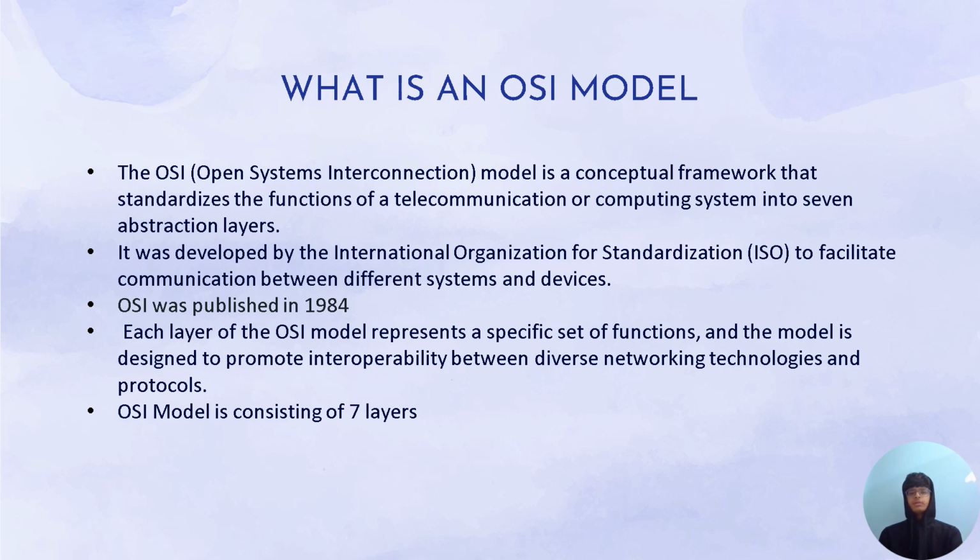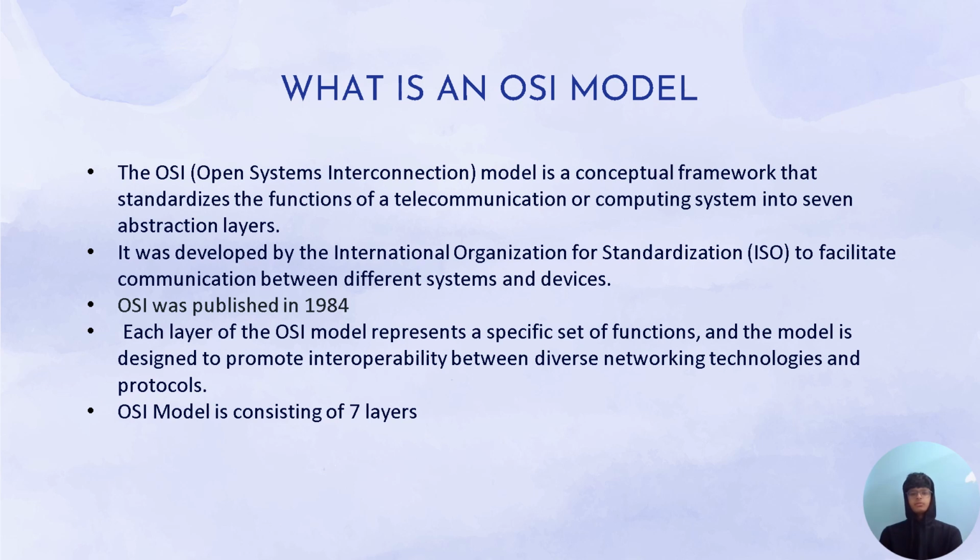So before going to the layers of OSI models, we should see what is an OSI model. OSI stands for Open Systems Interconnection. The model is a conceptual framework that standardizes the function of a telecommunication or computing system into seven abstraction layers. So basically, it has seven layers. It was developed by the International Organization for Standardization, that is ISO, to facilitate communication between different systems and devices. OSI was published in 1984.